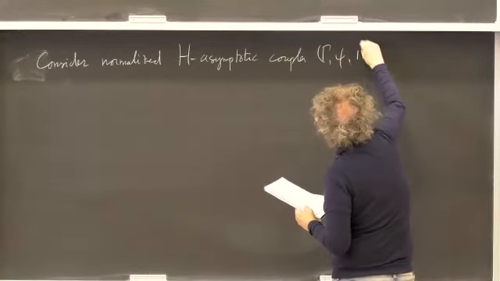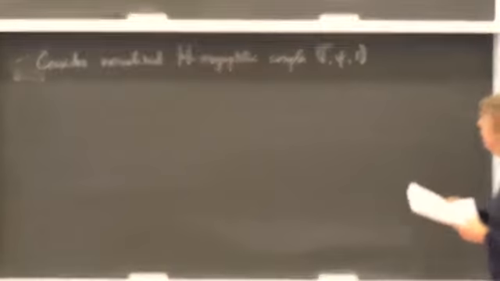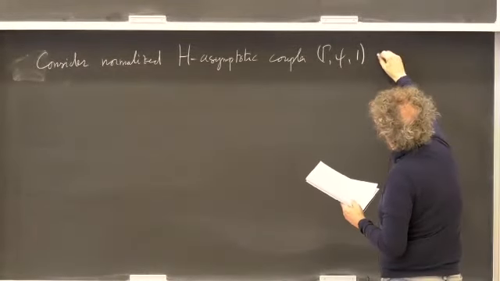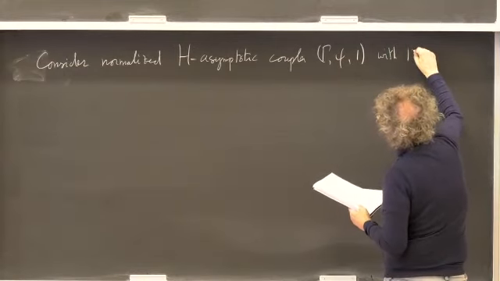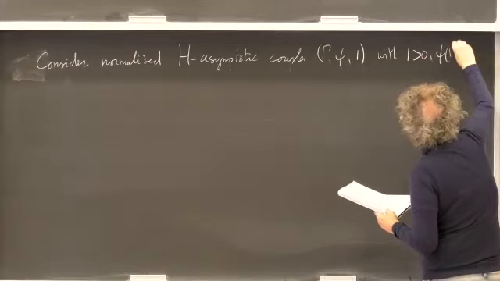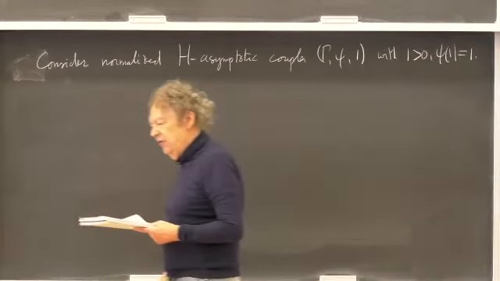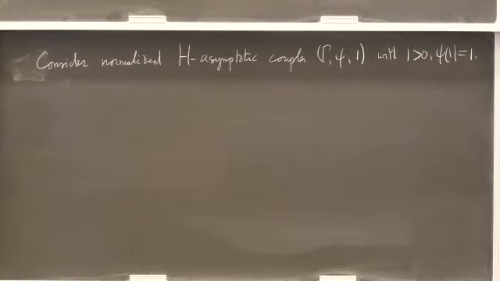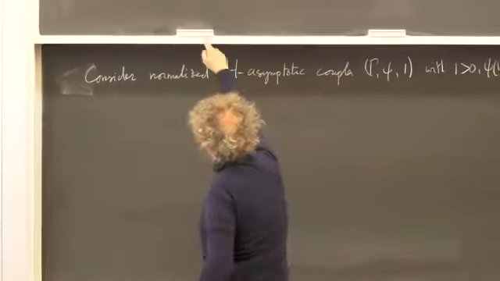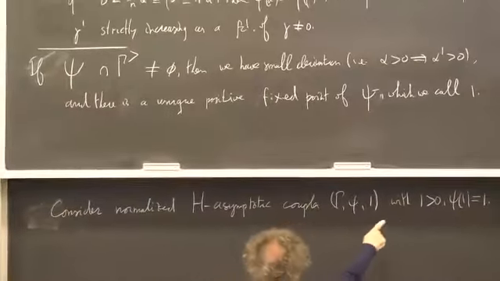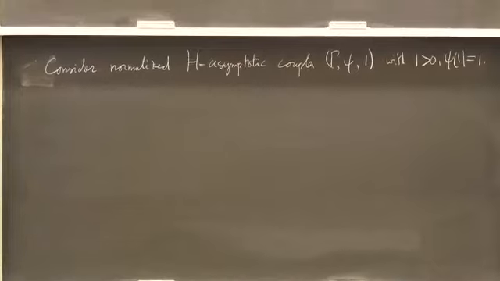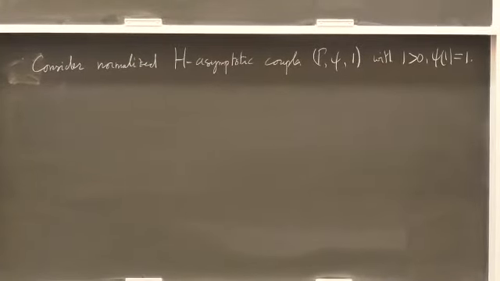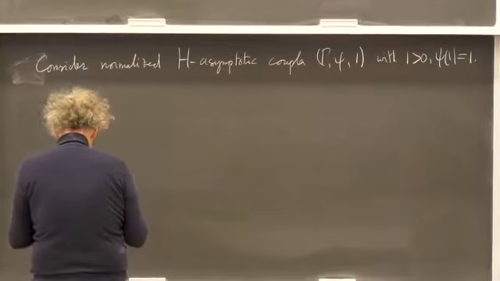Normalized because I add a distinguished element 1, with 1 positive, with 1 greater than 0, and C1 equals 1. In other words, you simply give a name to this fixed point. And you also restrict then to the case where the psi set has a positive element automatically. Okay, then we have the following theorem.